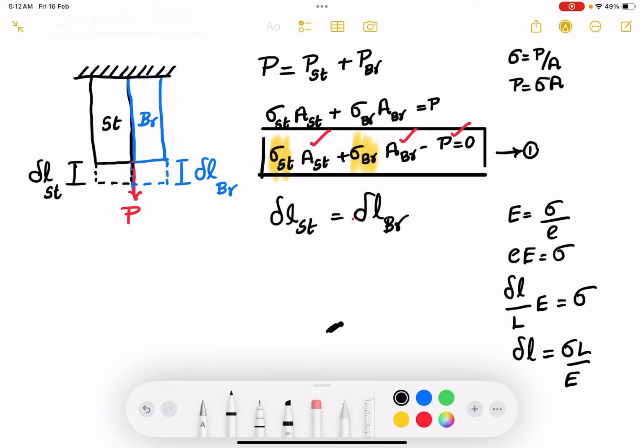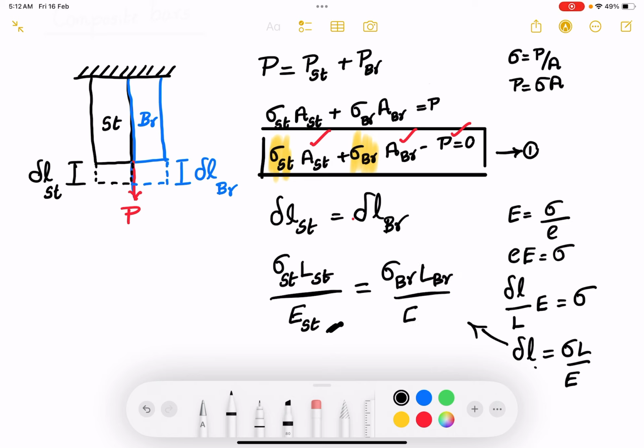So all I have to do now is add the suffix. So for steel, I can just bring this equation here. For steel, it will be stress in steel into length of steel divided by Young's modulus of steel. That should be equal to stress in brass into length of brass divided by Young's modulus of brass.